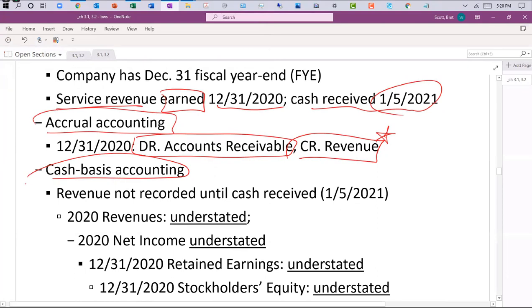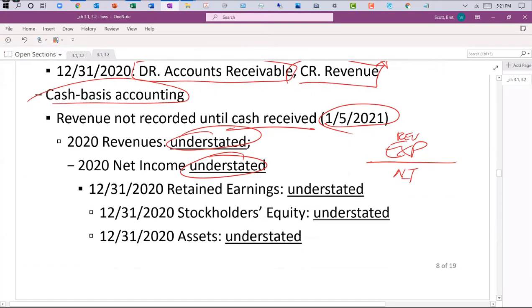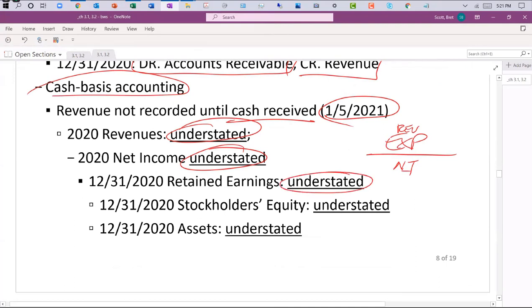Cash basis accounting says don't record any revenue until you get the cash, which is wrong because we earn the revenue in 2020, not in 2021. Nevertheless, a cash basis accountant would say, hey, you received the cash in 2021. That's 2021 revenue. Really? So in 2020, if we don't record the revenue, that means revenue is really, really small. Expenses being normal means that net income is itty bitty. So revenues are too small, net income is too small, we've got retained earnings that is too small, and so on and so forth.